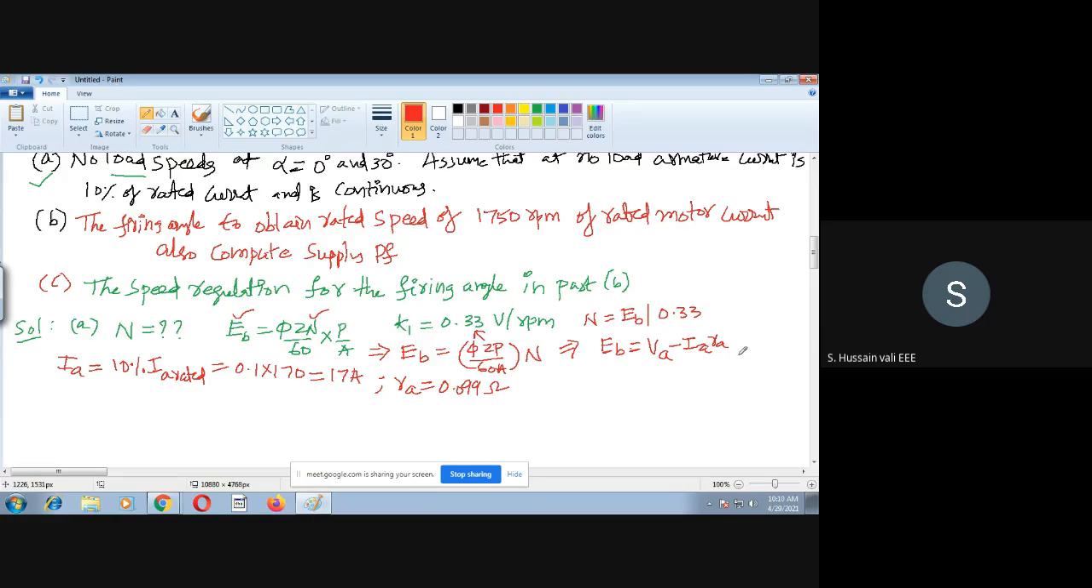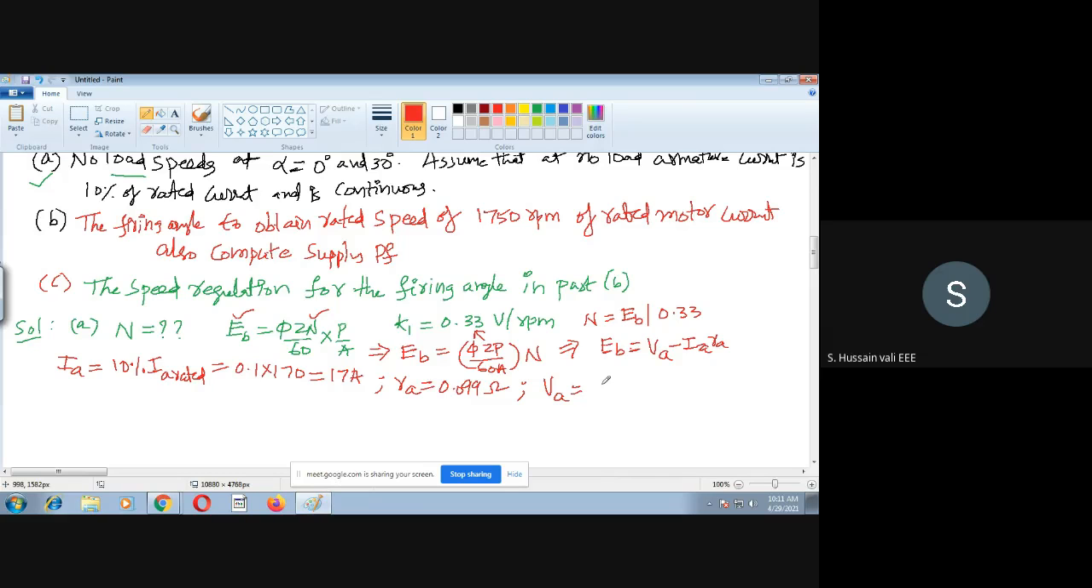Now in the equation, IA you know, RA you know, VA you don't know. What is VA? VA is the armature voltage. Let me tell you, the armature voltage is nothing but the output of the full converter, because the output of the full converter directly goes to the armature of the motor. So VA is equal to the output of your full converter.